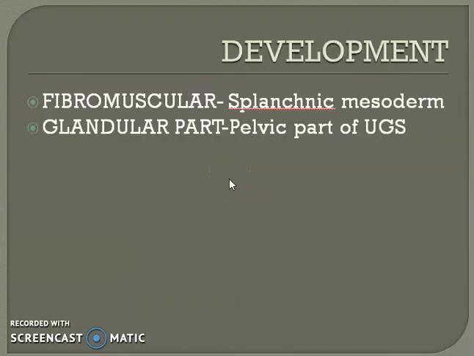So, development of the prostate. As I said to you, the prostate is a fibromuscular glandular organ. The fibromuscular part, fibrous and muscular, develops from the mesoderm. So, you can remember the fibromuscular part develops from splanchnic mesoderm, whereas the glandular part develops from the pelvic part of the urogenital sinus. Again an MCQ on this.